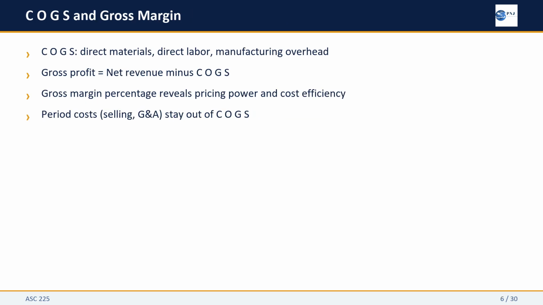COGS captures the direct costs of producing what you sell: materials, labor, overhead. Everything else is a period cost and belongs below the gross profit line. Gross margin percentage is one of the most closely watched metrics in financial analysis because it reveals whether a company can price its products above its production costs. Keep period costs out of COGS. Misclassification distorts this critical subtotal.